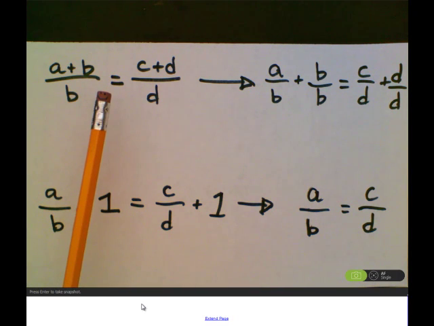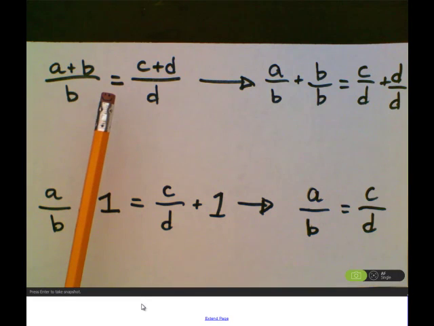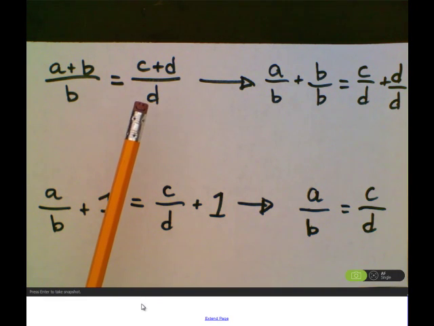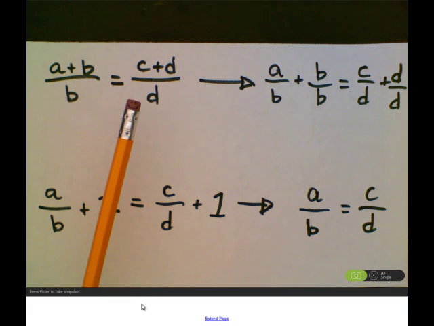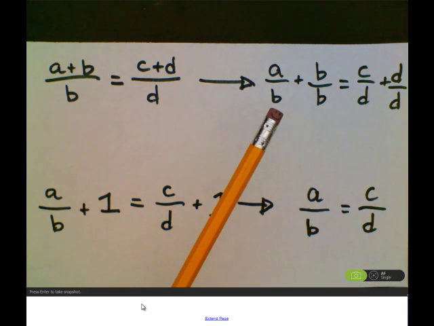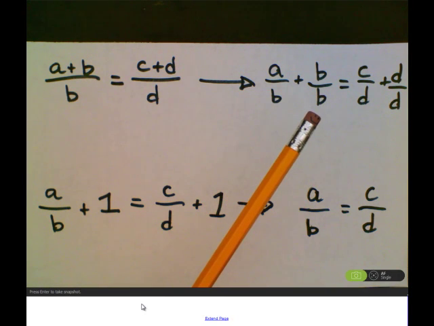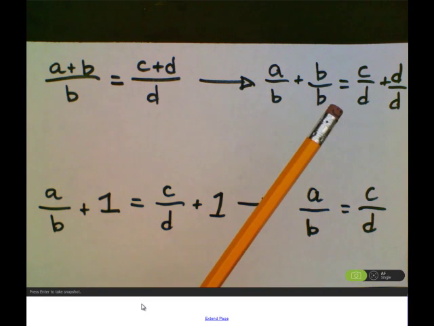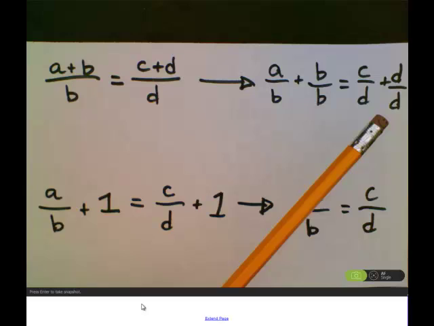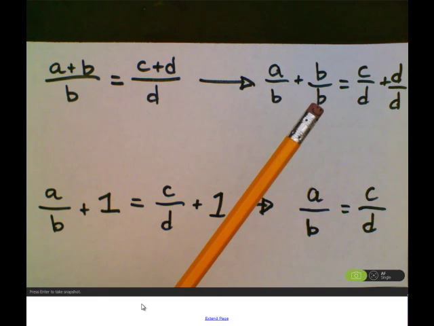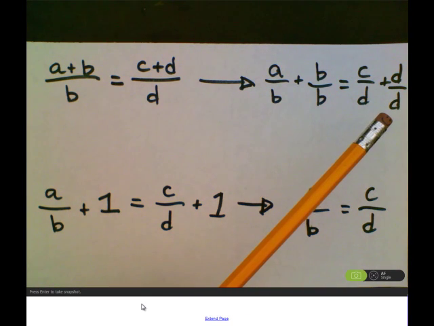Alright, now if you look, here's what we had written before. A plus b over b is equal to c plus d over d. Now, if I were to split this up, notice we can separate these to a over b plus b over b, if we separate our fraction into two separate terms. And we can do the same thing over here: c over d plus d over d. Now, the really neat thing here is that b over b, if we divide something by itself, we just get 1. Right? D over d, we also get 1.